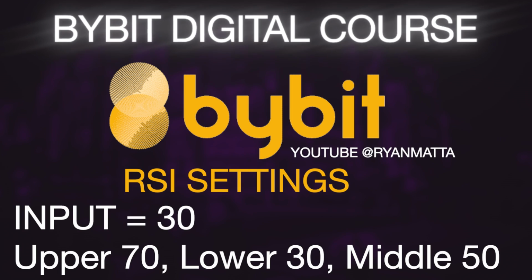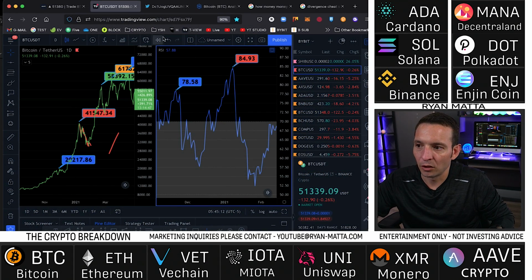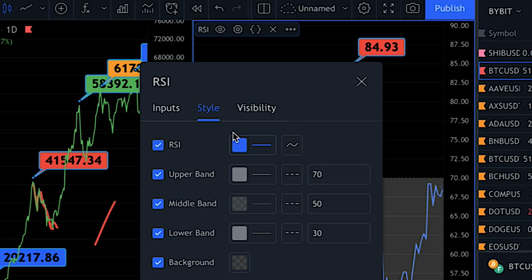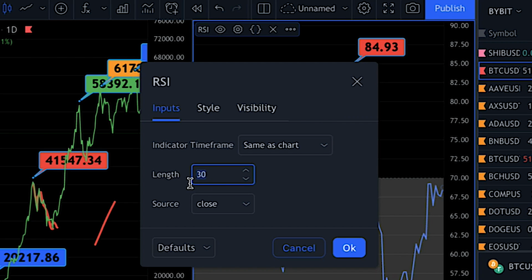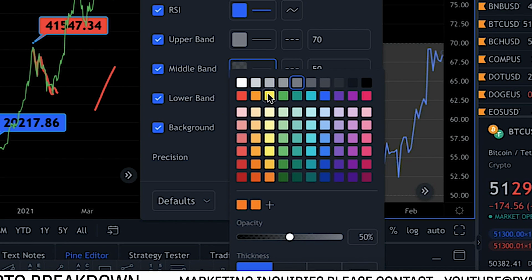So when we're talking about RSI, we always want to have our RSI setting set to 30. So if I come up here and I click on settings, or I think you can just double click the line chart there, we're going to come over here to inputs. We're going to make sure inputs are set to 30, style set to 70, 50, and 30. And now I come over here in this middle line, I turn it to dash, and I click on it.